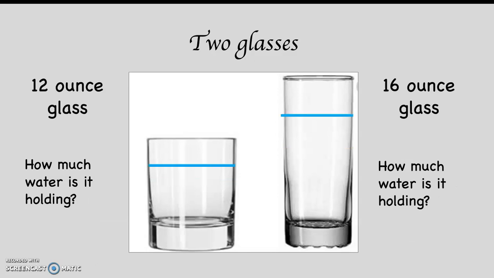Let's try it again. Take a look at these. Remember these two glasses? How much water is the 12-ounce glass holding? How much water is the 16-ounce glass holding? Well, now they're 75% full. Remember, relative humidity is expressed as a percent. If they're 75% full, the 12-ounce glass is holding 9 ounces of water. And the 16-ounce glass is holding, good, 12 ounces of water.